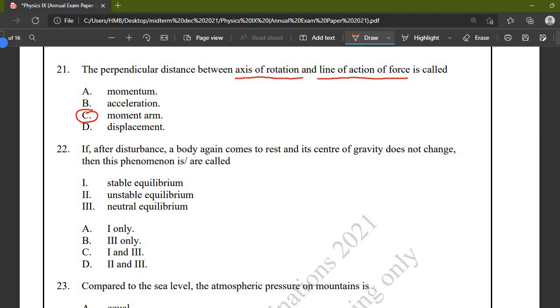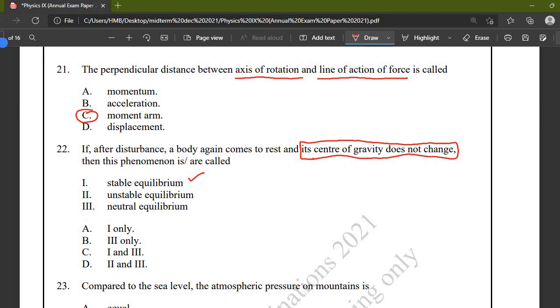Let's see question number 22. If after disturbance the body again comes to rest and its center of gravity does not change, in this type of equilibrium, what will be the state of the equilibrium? So in a stable equilibrium, we know that the body comes to its original position. This means that the position of center of gravity will become the same when it comes to its original position as compared to the previous one. In unstable equilibrium, the body changes its position and will not come to its original position.